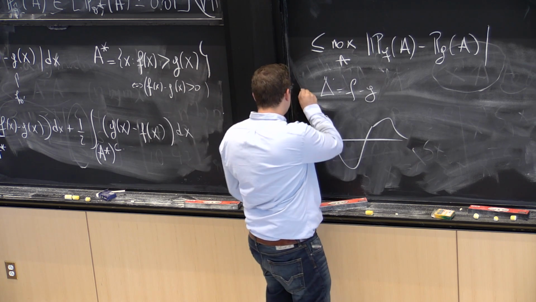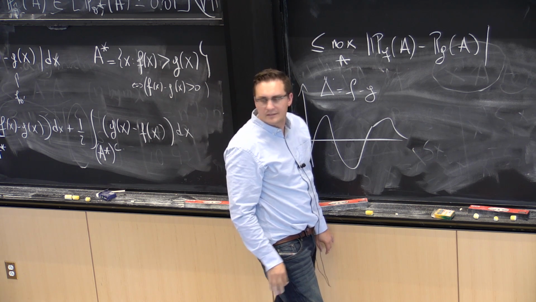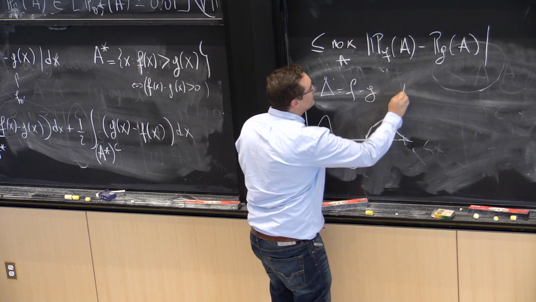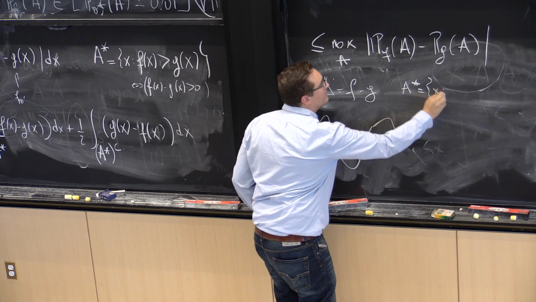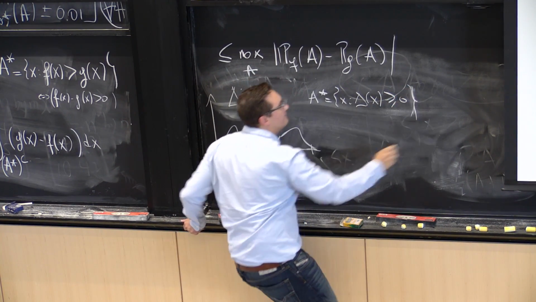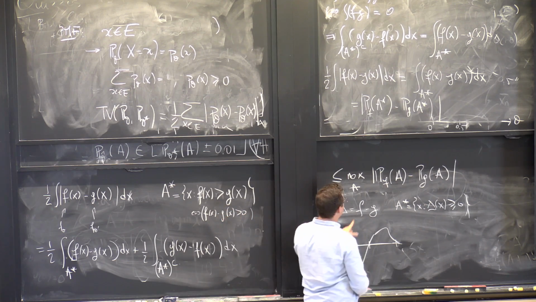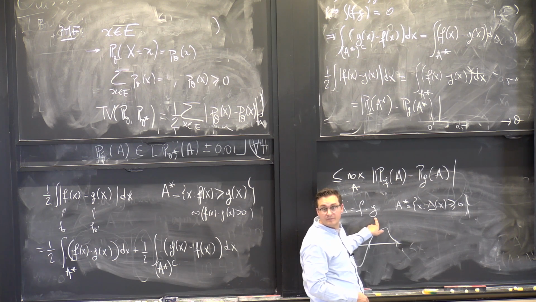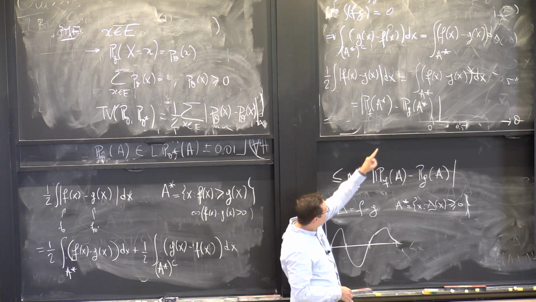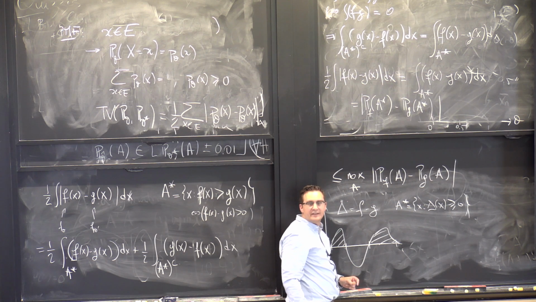And so now I take this thing. And the A star, what is the set A star here? The set A star is the set over which the function delta is non-negative, right? So that's just the definition. A star was the set over which f minus g was positive, and f minus g was just called delta. So what it means is that what I'm really integrating is delta on this set. So it's this area under the curve, just on the positive things. Agreed?